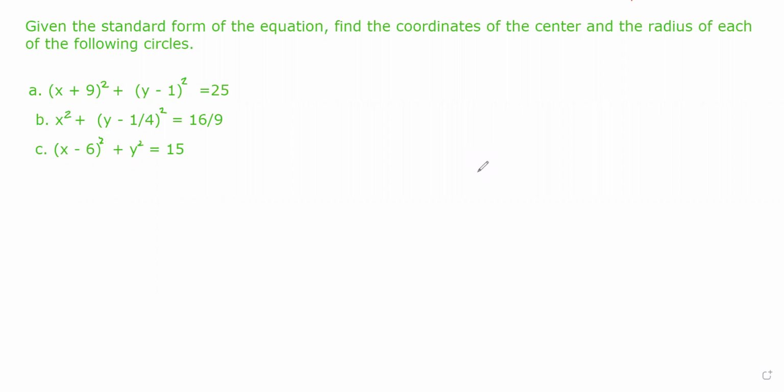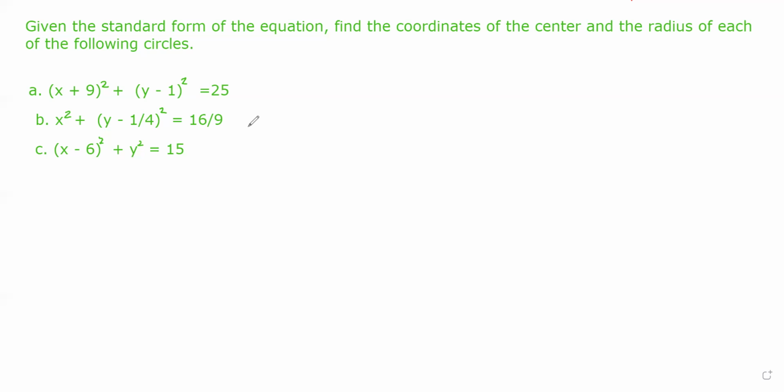Good day, everyone. In this lesson, we're going to find the coordinates of the center and the radius of each of the following circles in standard form of its equation. So we have three examples. For the first example, we have (x + 9)² + (y − 1)² = 25. For the second example, we have x² + (y − 1/4)² = 16/9. And for our third example, we have (x − 6)² + y² = 15.